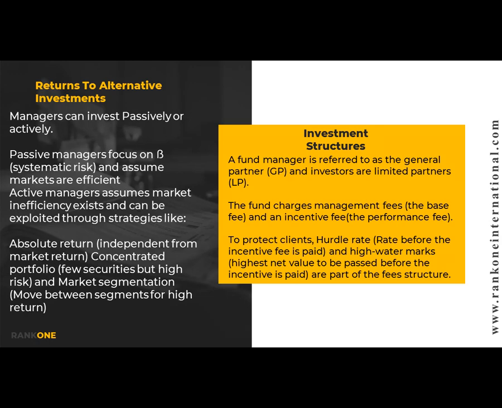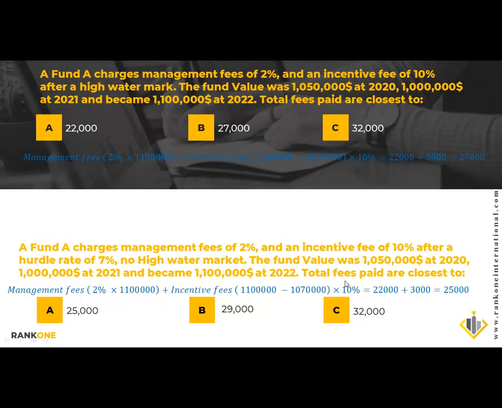Investment structure. We will have an exercise later for this. A fund manager is referred to as a general partner, GP, and investors are limited partners. The fund charges management fees and incentive fees. We always charge the fees on the latest amount reached. To protect clients, hurdle rates, the rate before the incentive fee is paid, and high watermarks, the highest net value to be passed before the incentive is paid, are part of the fee structure.